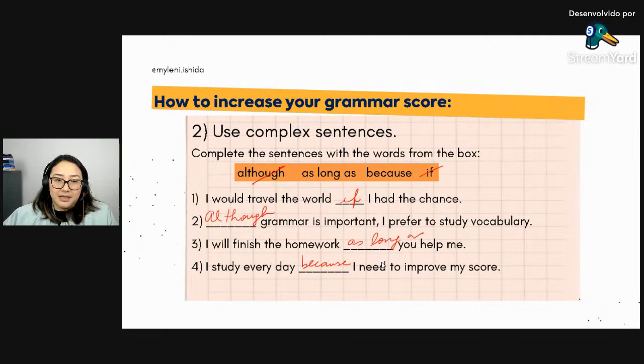Just one comment here. Number 1 and number 3, they are similar, right? I would travel the world as long as I had the chance. It could be, right? I will finish the homework if you help me. It could be as well, right? So they are interchangeable here. Okay? Good job.